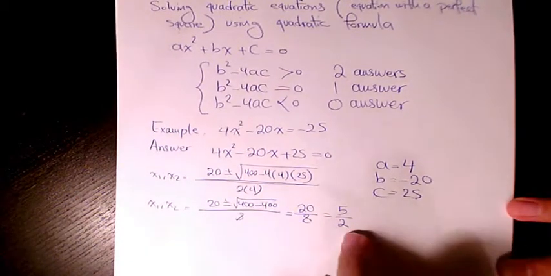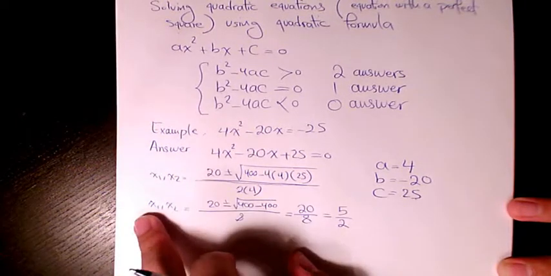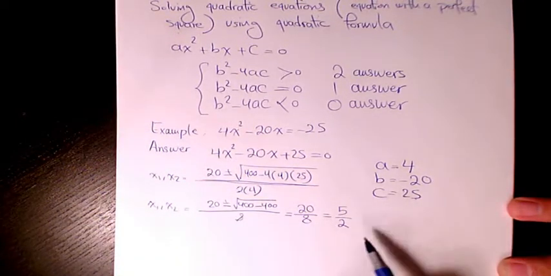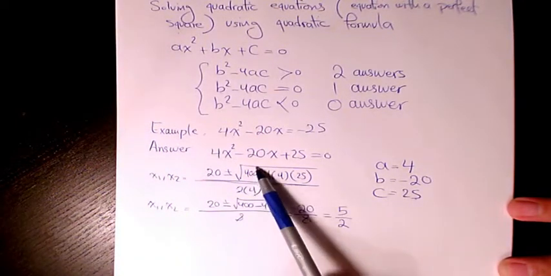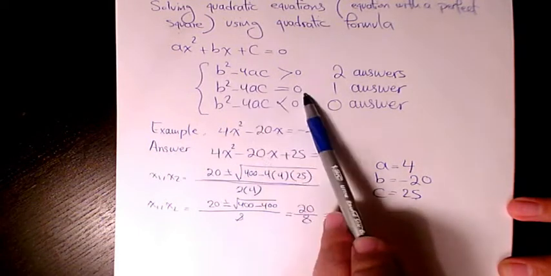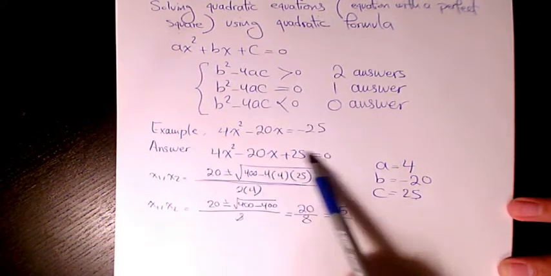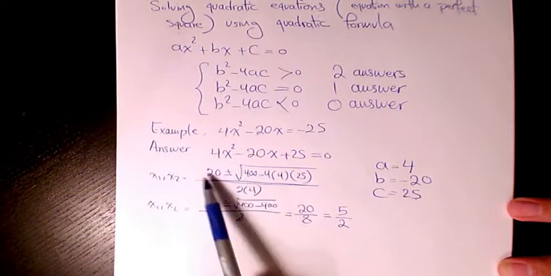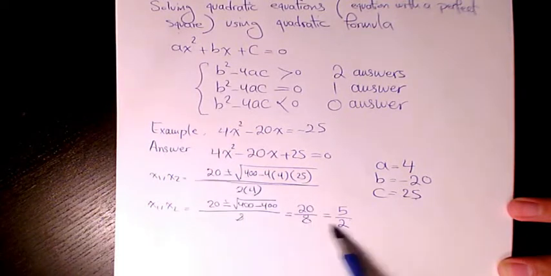So we have only one answer. We don't have two answers. The only answer is 5 over 2. Why? Because b squared minus 4ac equals 0. So therefore the second part of the numerator is 0, and we have only one answer.